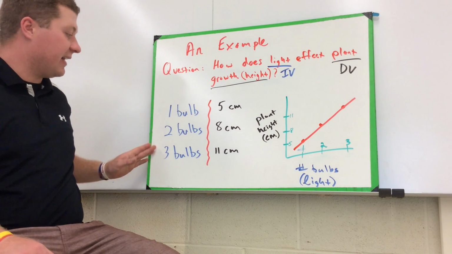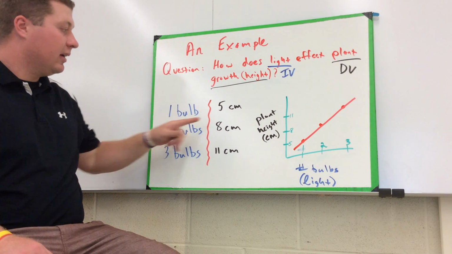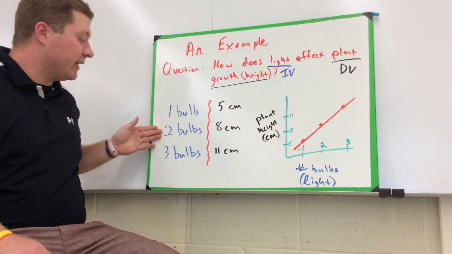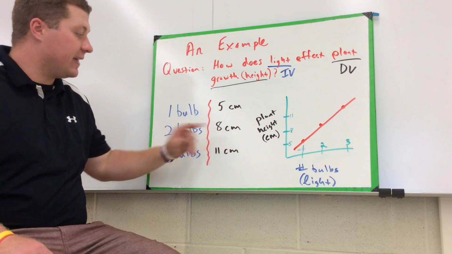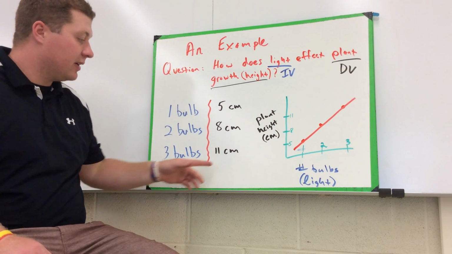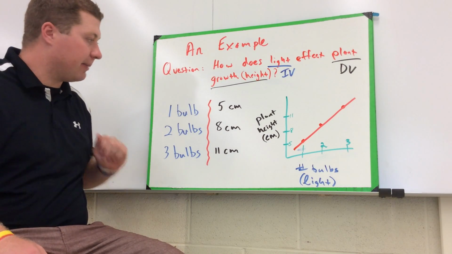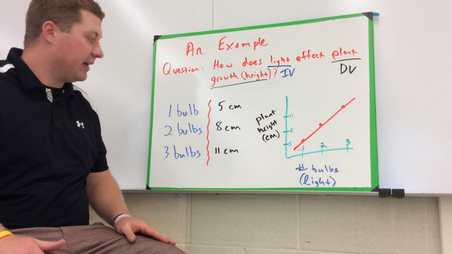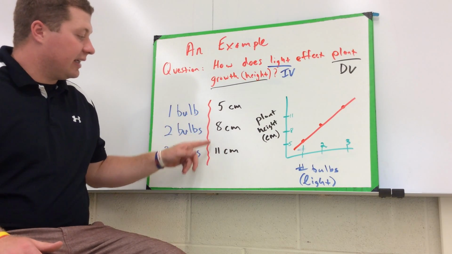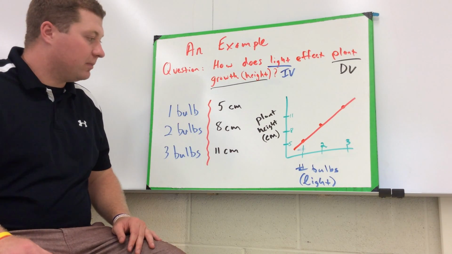So here's just a simple data table. If we had one bulb, it would grow to 5 centimeters. If we had two bulbs, it would grow to 8 centimeters. And if it were 3 bulbs, it'd be 11 centimeters. So this would be like 1 light bulb, 2 light bulbs, 3 light bulbs, increasing amounts of light. So you can see that it increases the height of the plant as well.